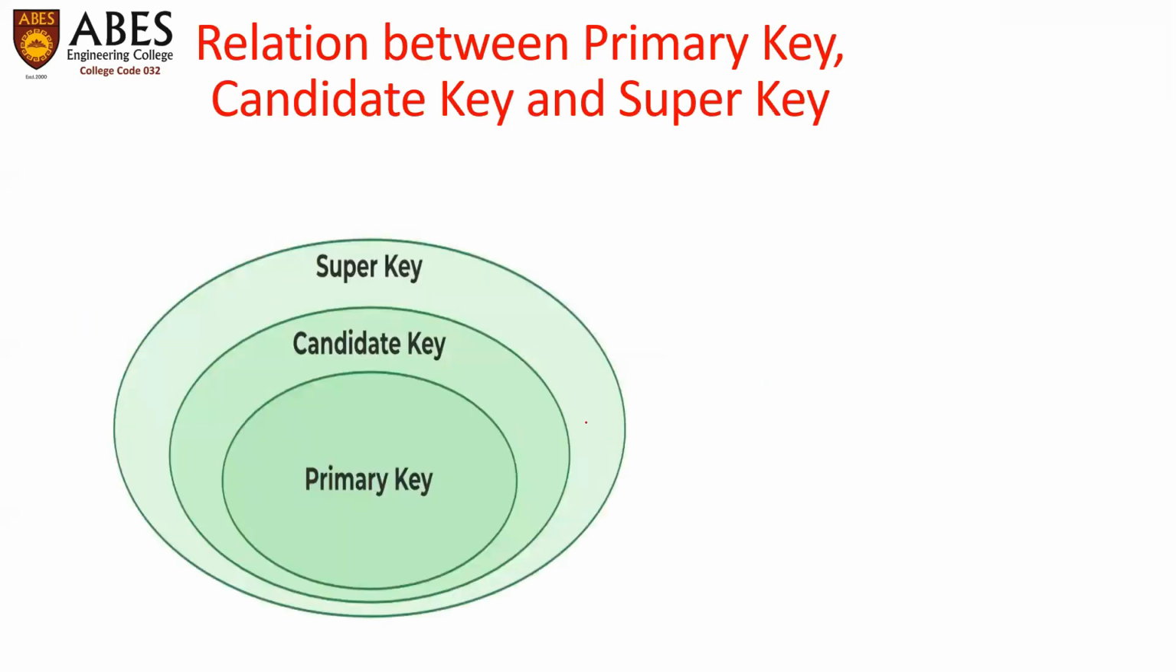As you can see over here, the relationship between primary key, candidate key, and super key: candidate key is basically a superset of primary key, and super key is basically a superset of candidate key, as discussed in the earlier slide.